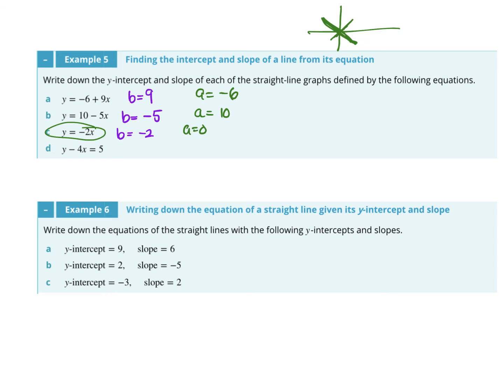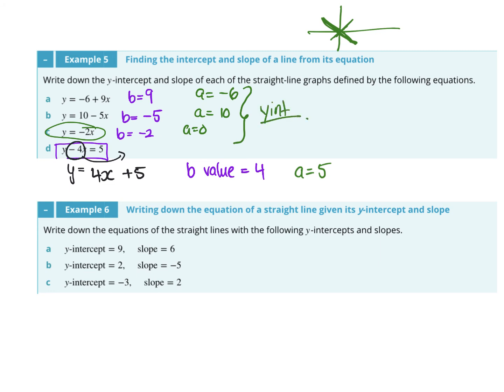In the last one, see how it's not in the y equals format, so I'm going to change it. I move that over so that it's in y equals format. When I move a -4x over, it becomes +4x and +5. I have to be careful. The b value, or the slope, is actually 4, and the number by itself is the a value, which is 5. Just remember, a is the y-intercept and b is the slope.